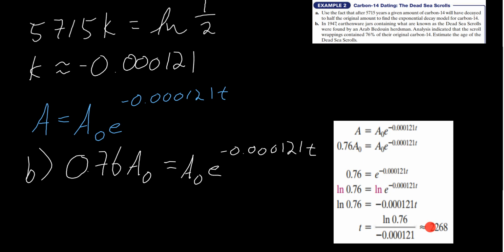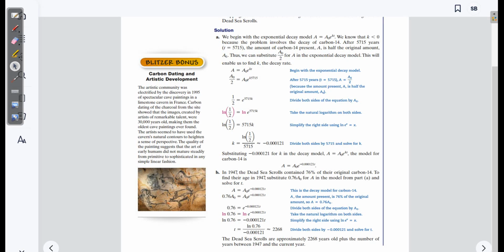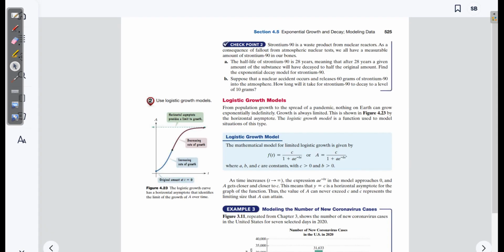Okay, and so if they were discovered in 1947 and they were 2,268 years old, let's see, we can do that math real quick. So they were probably written about 321 BC. So that's interesting. Again, that's how you're going to do the Dead Sea Scroll problems.